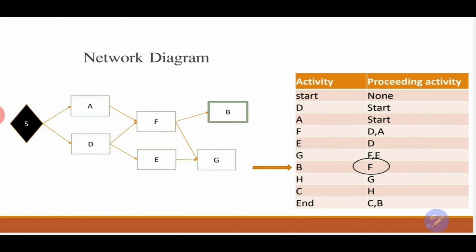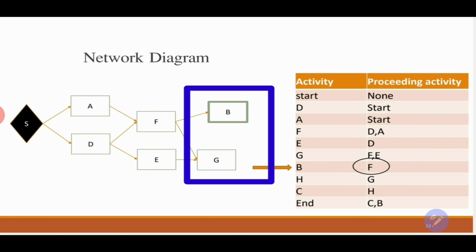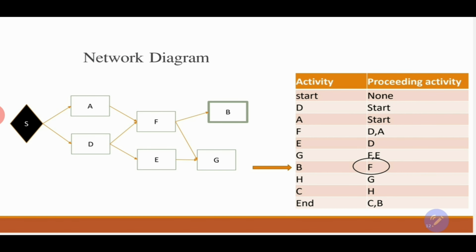Activity B is the next in our table, and it has only one preceding activity, which is activity F. Activity F is considered to be the predecessor of activity B, and this is how activity B is presented in our network diagram. And again, you will find that activity B and activity G are considered to be parallel activities because they don't have any dependency between each other.